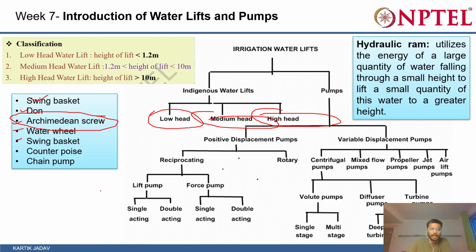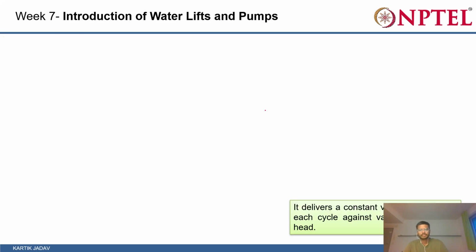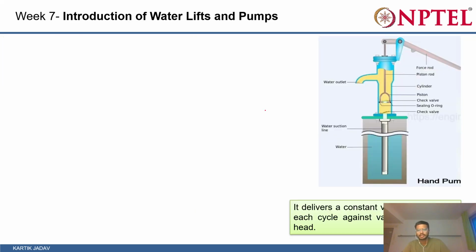Apart from this, we also talked about the hydraulic ram. It is a more efficient technique in hilly areas. It utilizes the energy of a large quantity of water falling through a small height to lift a small quantity of this water to a greater height. This is the hand pump. It delivers a constant volume of liquid for each cycle against varying pressure or head.